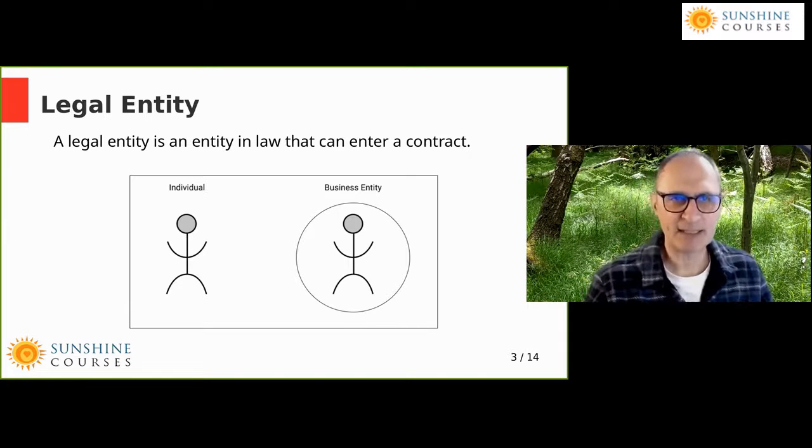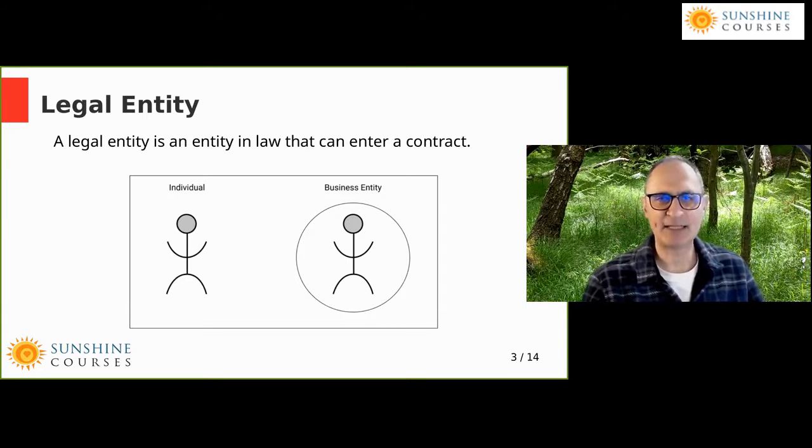So a legal entity is any entity that can enter a contract in its own name. And that might be a self-employed person. It might be a partnership. It might be a limited company. It might be a charity. It could even be a government. A government can set up, for example, something like a local council, local government, where it creates an entity in law, and that entity can enter a contract in its own name.